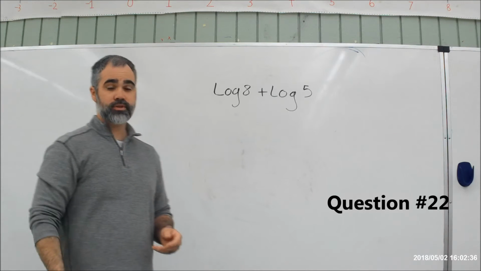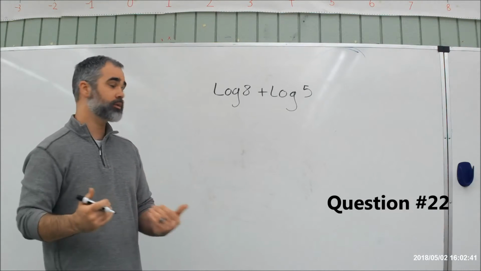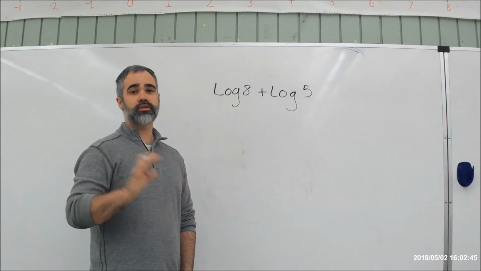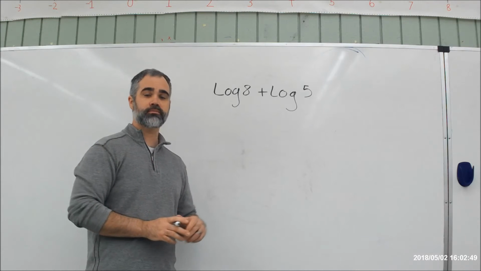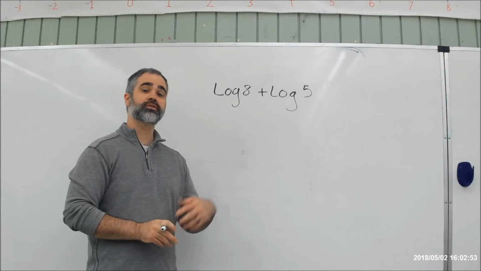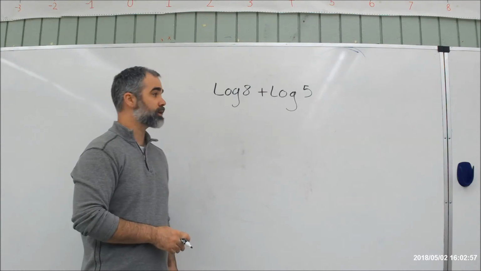If you flip towards the back of your review, you'll see on questions 21 and following is some log simplification. What you want to do with this problem here is simplify it, condense it into one logarithm. It's a very common kind of question. You have to remember the 3 properties. We just talked about the power property. That's where you move the exponent to the front.